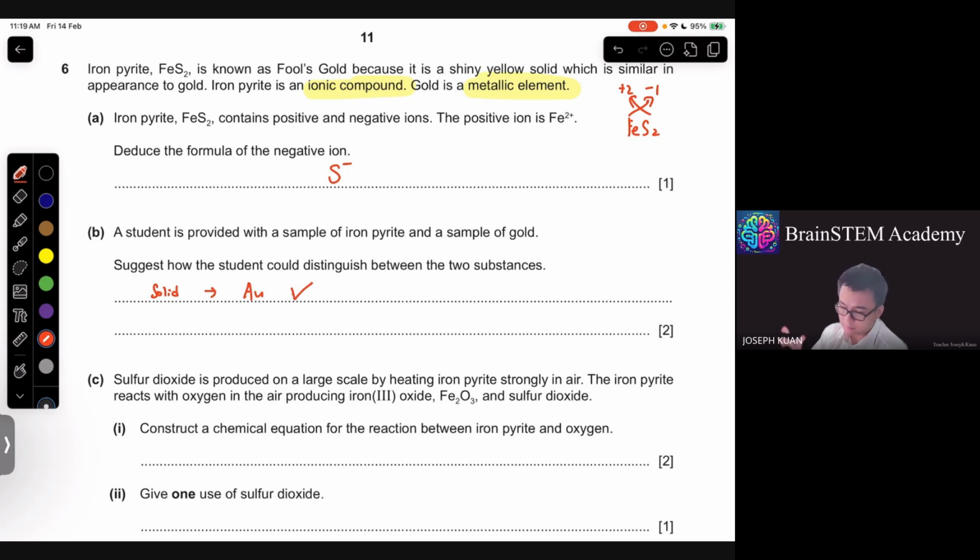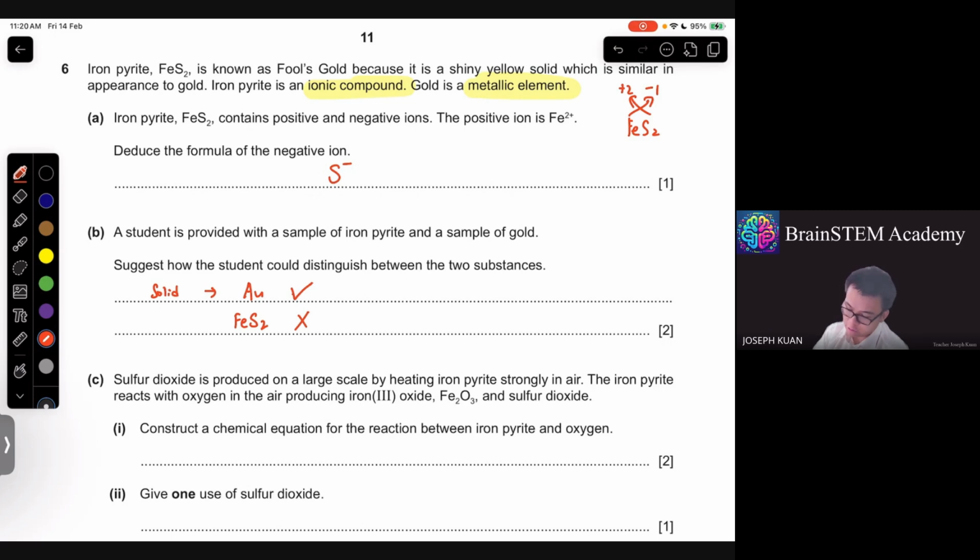If you remember the theory, gold has free moving electrons in the structure. But for our iron pyrite, since it's an ionic compound, it wouldn't be able to conduct electricity in solid state. It will only be able to conduct electricity in aqueous or liquid state. So in that case, I'm able to differentiate these two.